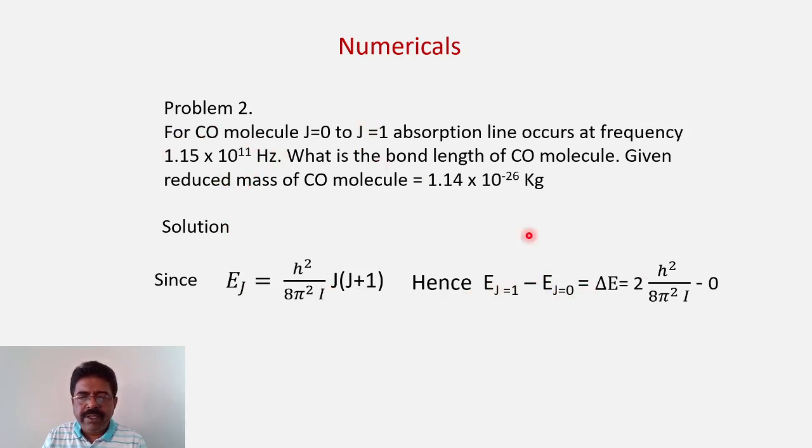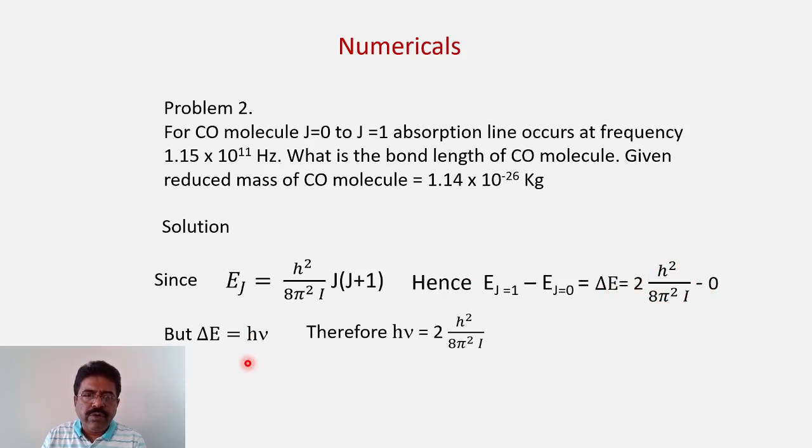So Ej is equal to 1 minus Ej is equal to 0. This transition energy, delta E, if you substitute J is equal to 1 here, will be 1 in bracket 1 plus 1, that is twice of h square upon 8 pi square I, minus Ej is equal to 0. If you substitute J is equal to 0, this term will be 0. So simply delta E is equal to 2 h square upon 8 pi square I.